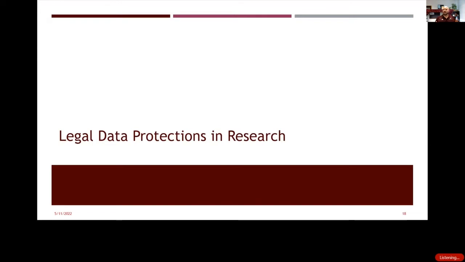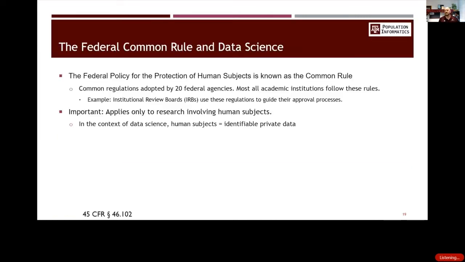All right. Next, we're going to talk far more specifically than we have been about probably the most important regulatory framework with regard to protecting data in research. And that is the federal common rule. So the federal policy for the protection of human subjects is known as the common rule. And it's called the common rule because it generally describes the common regulations that have been adopted by 20 federal agencies.